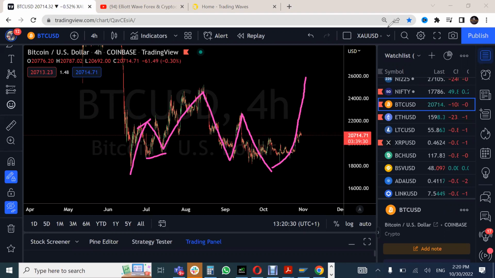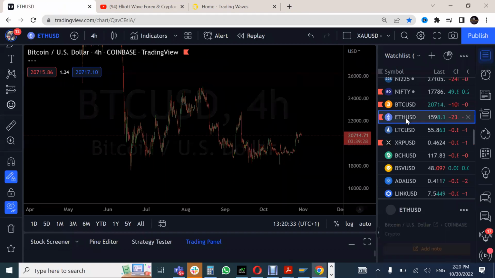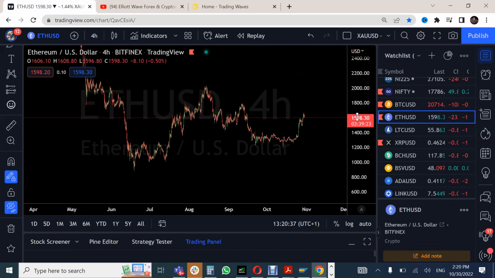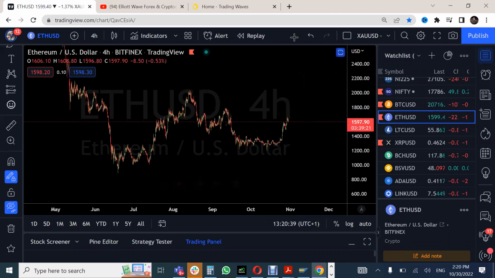I'm still on Bitcoin. My apologies. I'm just trying to look at Ethereum, guys. Sorry. Right. So Ethereum. Yeah. So this is what I was looking for. There's the structure I was looking for. So this is Ethereum, the structure. 1, 2. It's actually 5 waves there on Ethereum. It's 1, 2, 3. Let's do this again. 1, 2, 3, 4, 5.